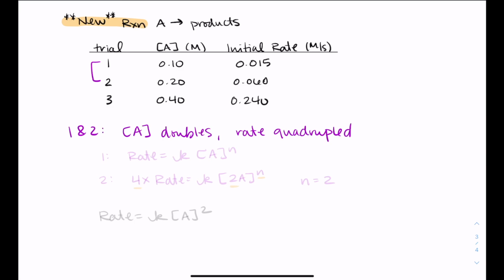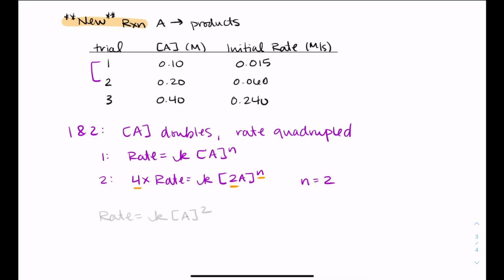So let's compare trials 1 and 2. When I double my concentration, my rate is quadrupled. So from trial 1, my rate is equal to the rate constant times the concentration of A to the n power. In trial 2, my rate is 4 times what it was for trial 1. So 4 times the rate equals the rate constant times 2 times the concentration of A, because I doubled my concentration, to the n power.